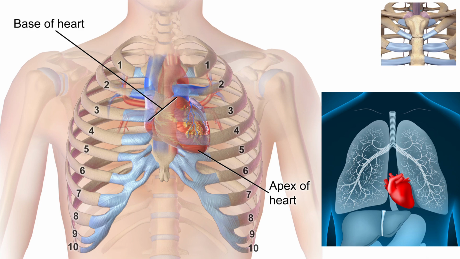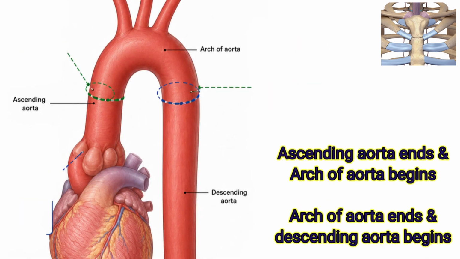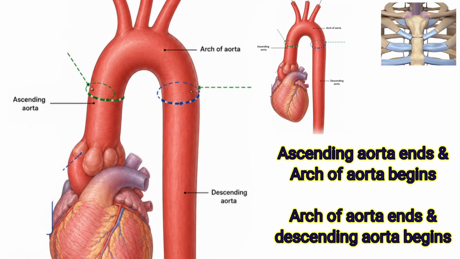Now let's see. Ascending aorta ends and arch of aorta begins. So the aorta is the biggest artery. We have already studied the blood path: heart, then ascending aorta, then arch of aorta, then descending aorta. Okay, so at the sternal angle, the ascending aorta finishes and the arch of aorta begins.